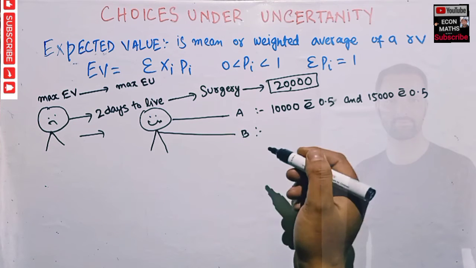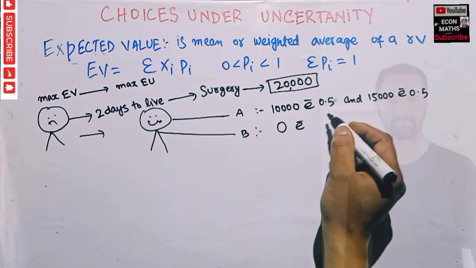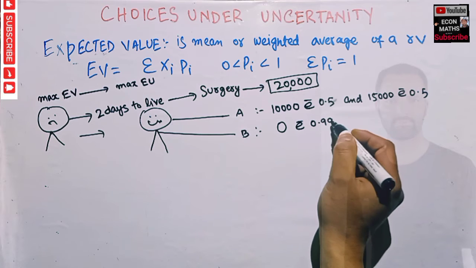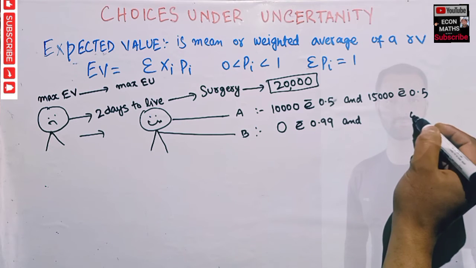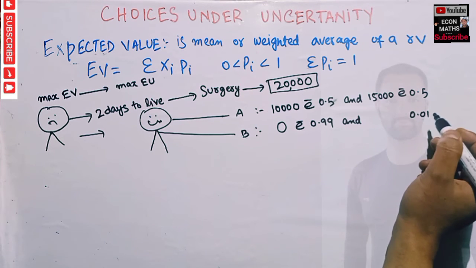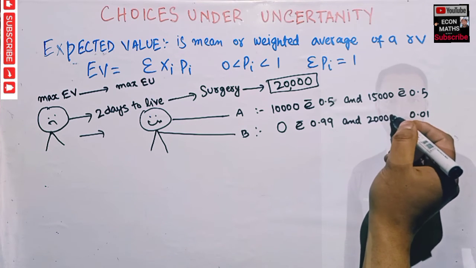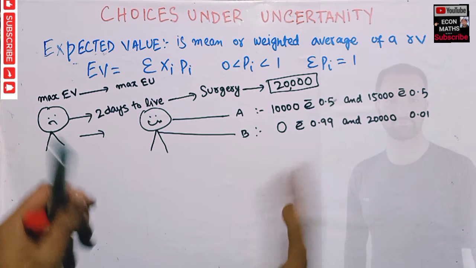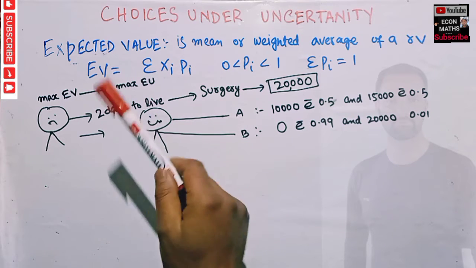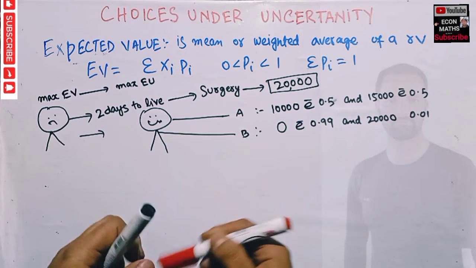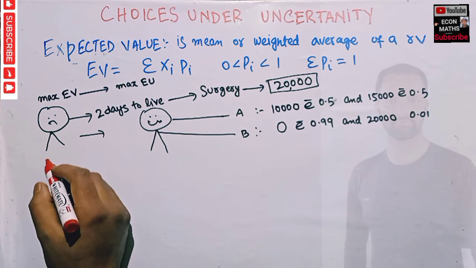The next gamble that he is offered is that he receives $0 with probability 0.99, that is 99% chance that he receives nothing, and 0.01, that means a 1% chance that he wins exactly $20,000. Now in both situations we will see whether the expected monetary benefit, what we call the expected value, will maximize his utility or not. Let's take gamble A.